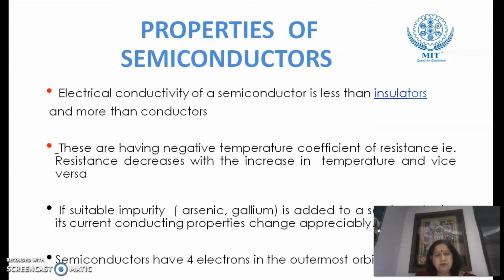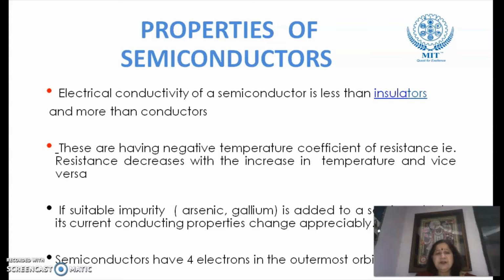So in short, properties of semiconductor: electrical conductivity, of course, is less than insulators and more than conductors. They exhibit negative temperature coefficient as the resistance decreases with increase in temperature and vice versa. The conductivity of semiconductors can be changed appreciably by adding suitable impurity like gallium, arsenic. So impurities are added to create the different types of semiconductors.